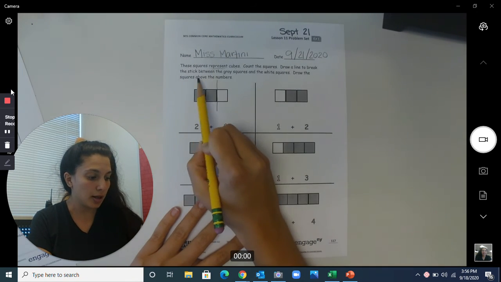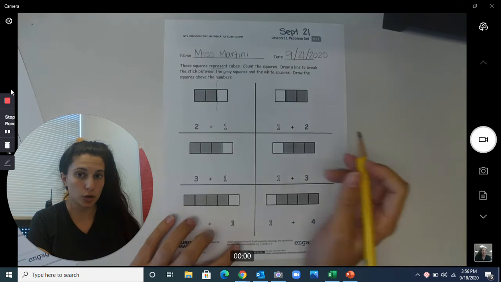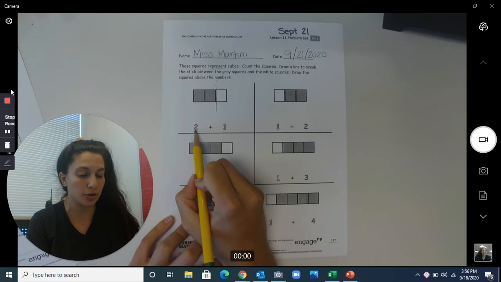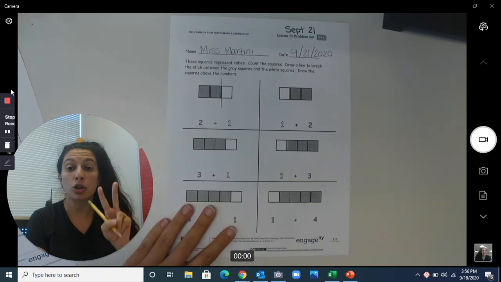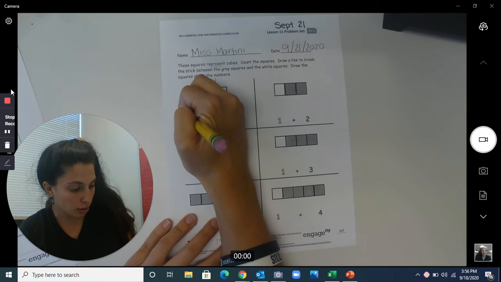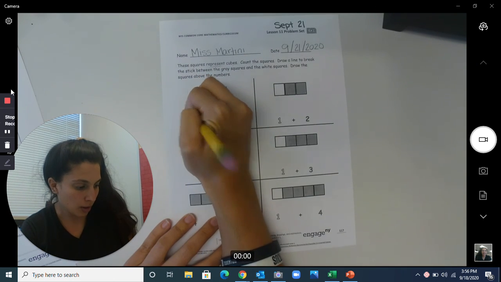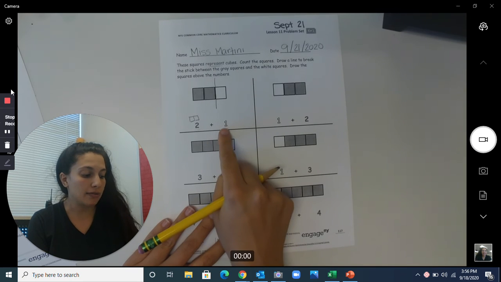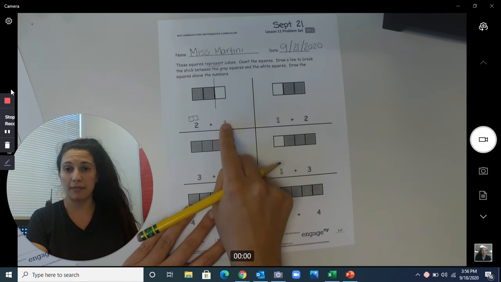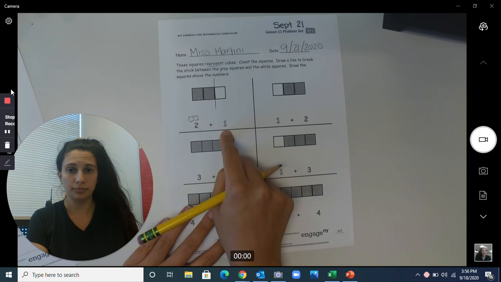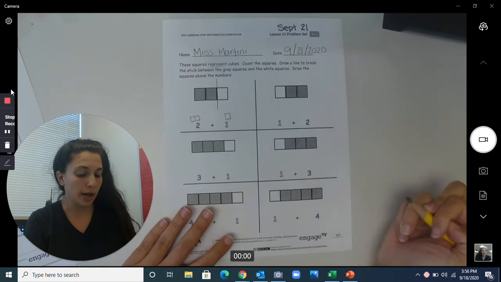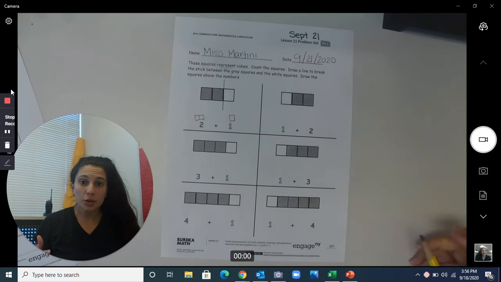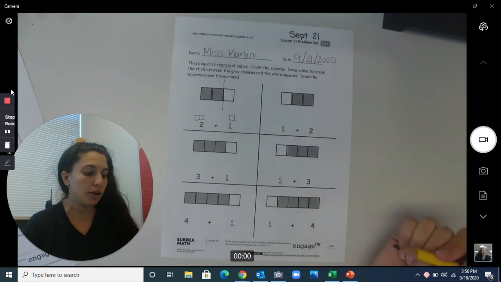Draw the squares above the numbers. So now I look down here at my number. This is the number 2. So I'm going to draw 2 squares. I'm going to draw 1, 2. And now I have to draw squares above this number. What's this number? 1. So I'm going to draw 1 square. That is what we are doing, and that's all of the directions.